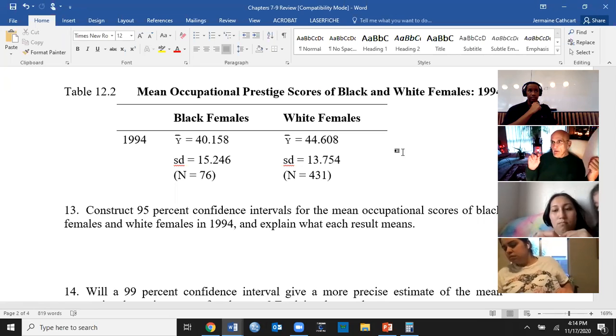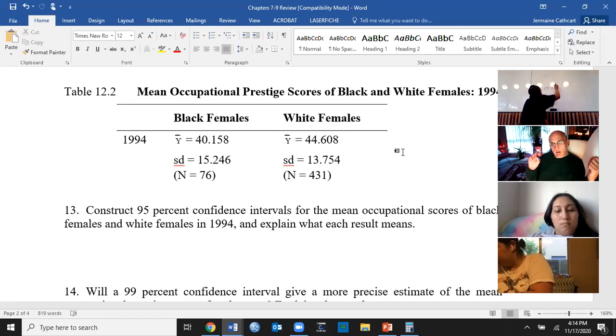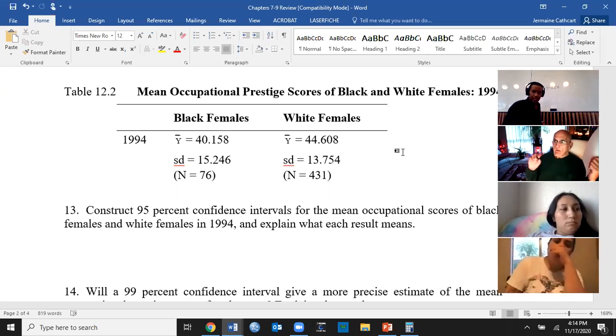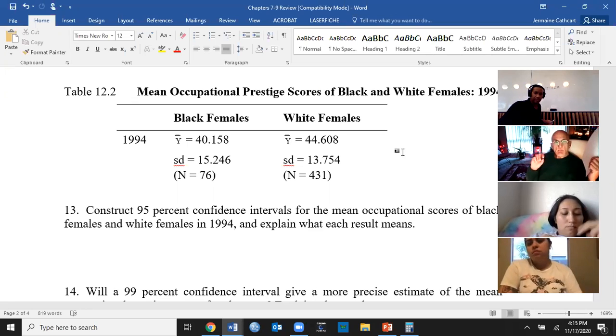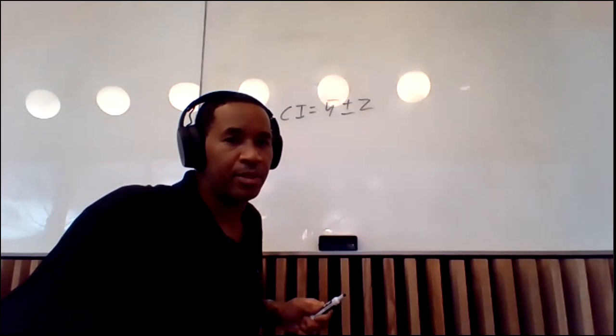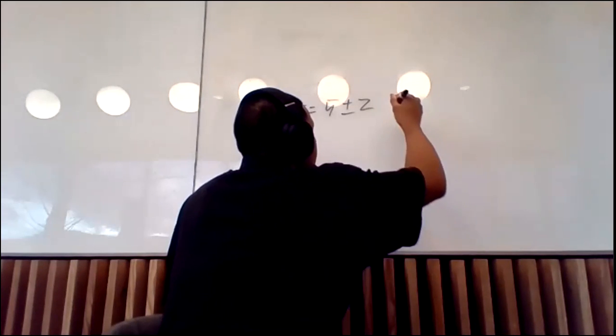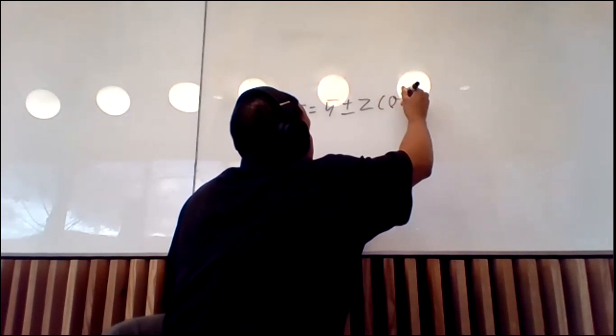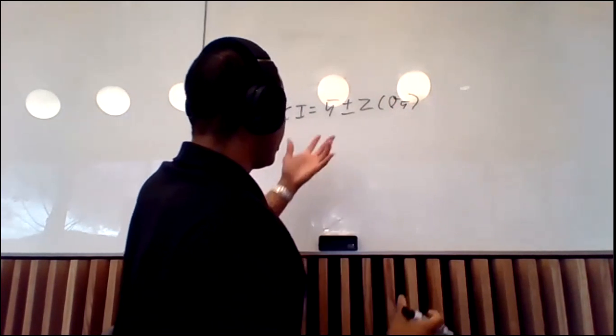Is it CI equals the Y-bar plus or minus Z? Plus and minus Z, yeah. The Y with the line over it is the mean, correct? Z, and then there's one more thing. It's the standard error, correct, good. Okay, good. So we're gonna write the standard error of the mean.